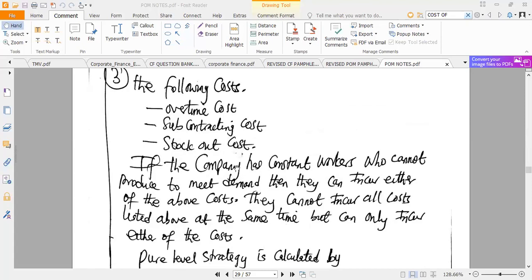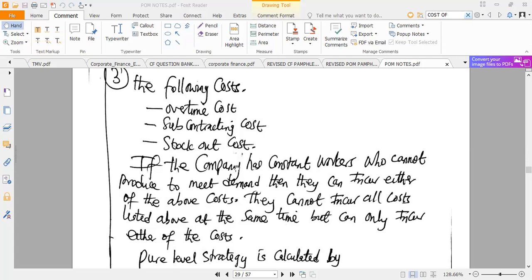Overtime costs. So if those 20 workers, for example, cannot produce to meet demand, you can tell them they shouldn't knock off, they shouldn't go home, because they're only 20 and you don't want to hire anyone and you don't want to lay off anyone. So you, as management, decide which one will be cheaper. You tell them not to go home, and you'll be ready as management to pay for overtime, because they will knock off late.